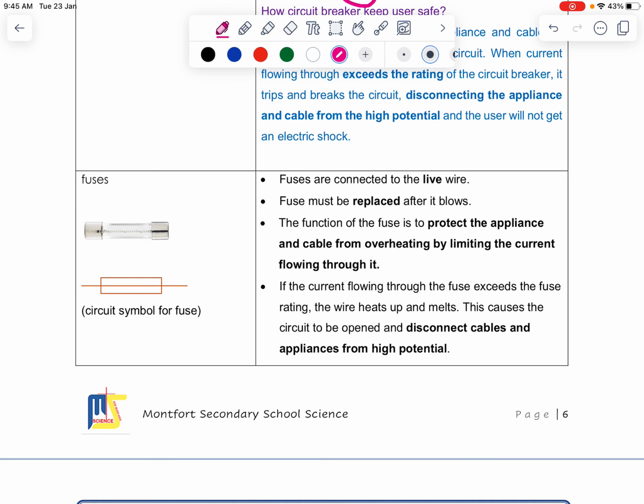Another method to protect us or protect the appliances from overheating and limit current is the fuse. Remember, the symbol looks like this, a square block with a line through it. Same thing, fuses are connected to the live wire, but they have to be replaced after they are blown. A large current will go through this thin wire here, and if it is too large, it will blow the fuse. So the fuse is not usable after that.